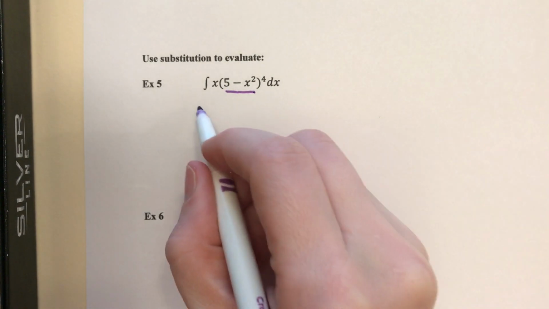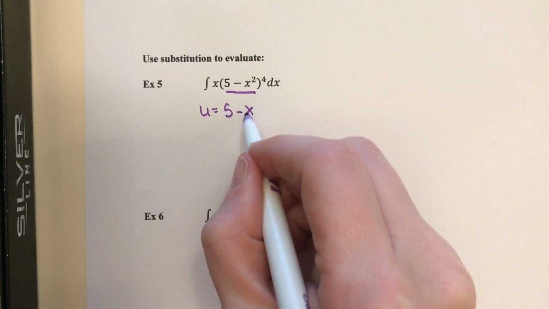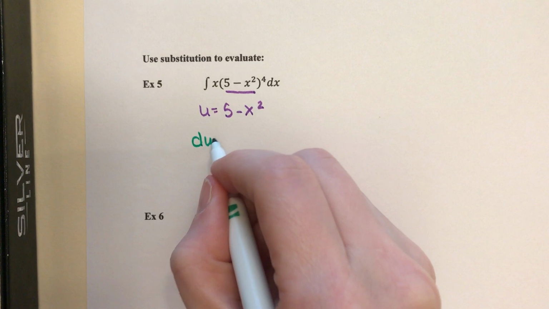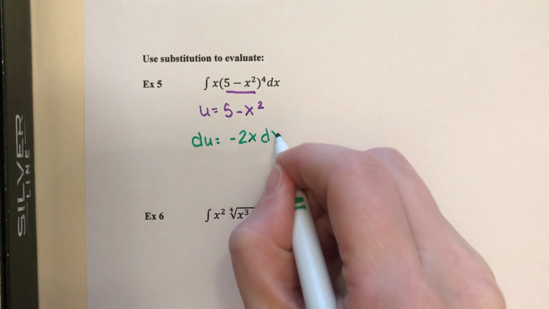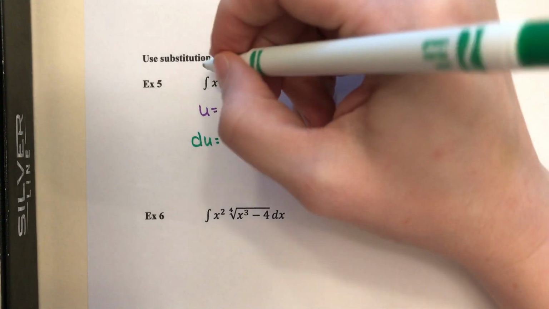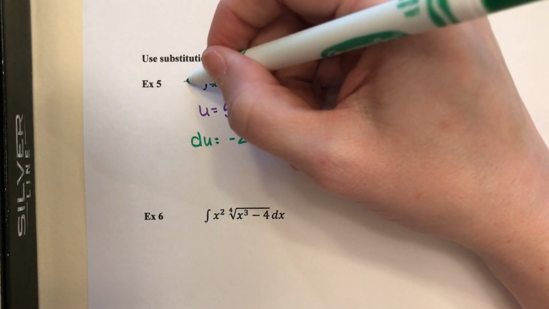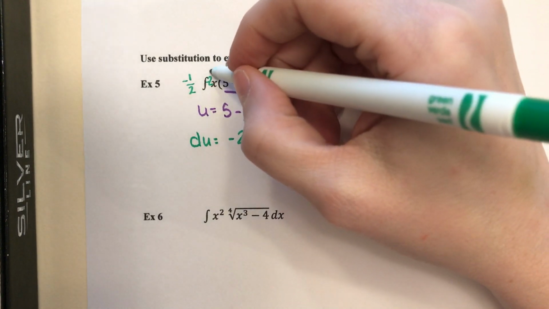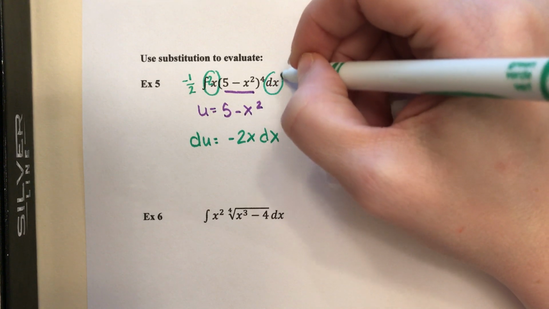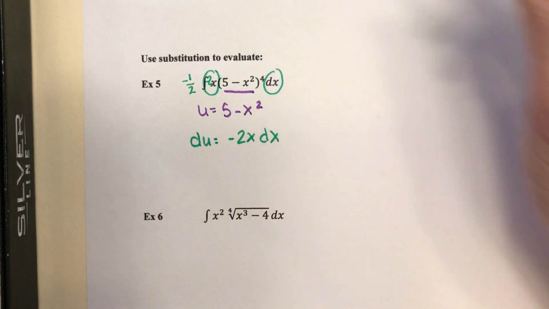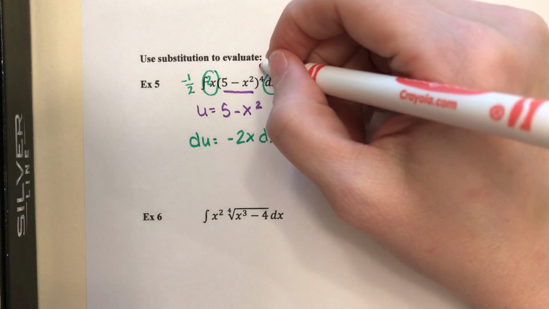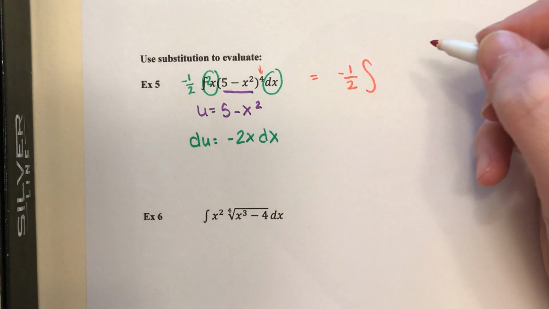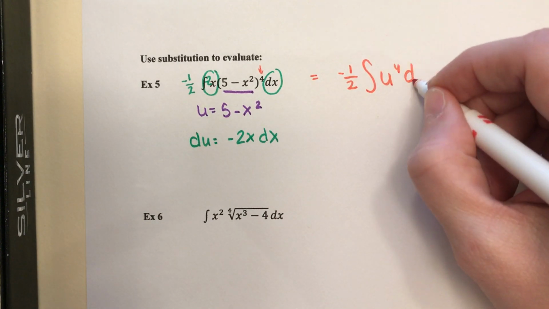I'm going to start with setting u equal to 5 minus x squared. So now I'm going to find du. Derivative of u would be negative 2x dx. So I've got to add in a negative 2 into my problem and take out a negative 1/2 to balance it out. So this works out nice. Now I've got my negative 2x dx, and I've got my u, and I'm left with the little 4 there. So I'm going to rewrite this. Negative 1/2, the integral, u to the 4th du.